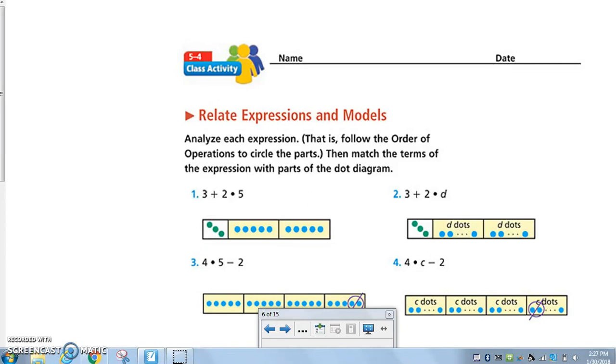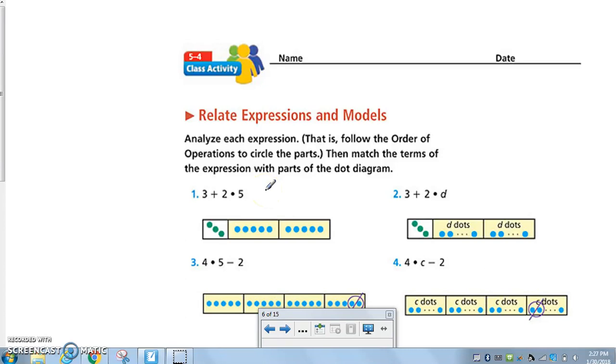Okay, so we have an expression right here that's 3 plus 2 times 5, okay? And I'm going to show you how the expression relates to the dot diagram, or just plain old diagram if you want to call it, below. So first thing I'm going to do is analyze this expression for you. First thing, remember, you look for parentheses.